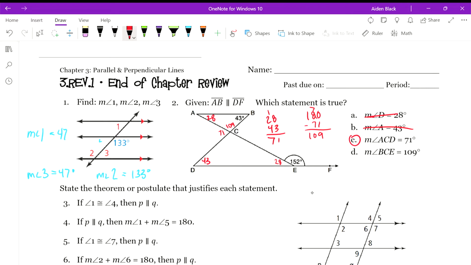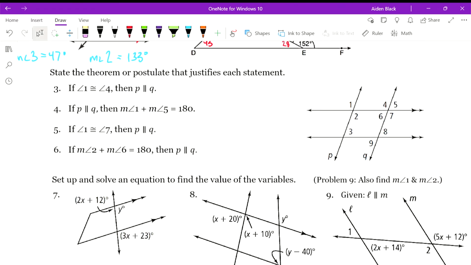Let's just double check BCE. What's BCE? BCE. It says it's 109 degrees, but we know it's vertical of the 71 degree one, angle ACD, so that's also false.